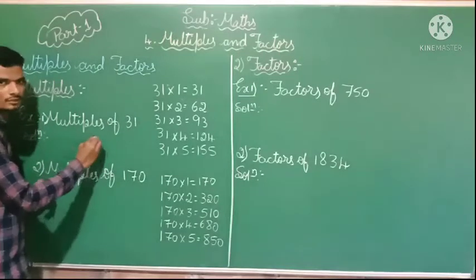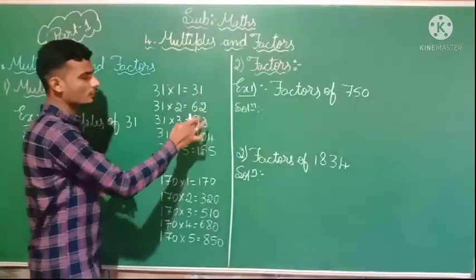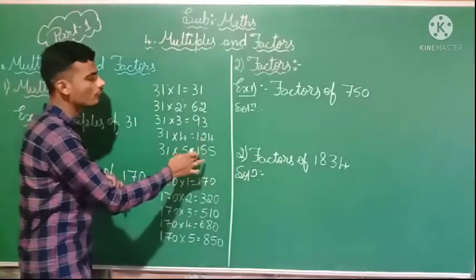31 into 1 is equal to 31. You should not write like this. Only write the products here: 31, 62, 93, 124, 155.